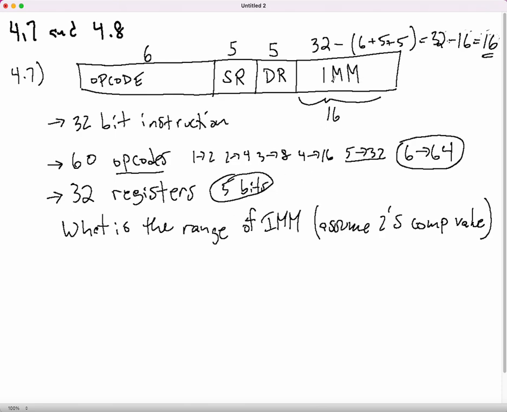And the question is okay, so what is the range of IMM? Okay, so you have to figure out, well, we know that the range, the biggest positive number I could put in there would be this. Okay, there were 15 of these. That would be the biggest positive number. And what would be the biggest negative number? My guess would be the biggest negative number would probably be this.